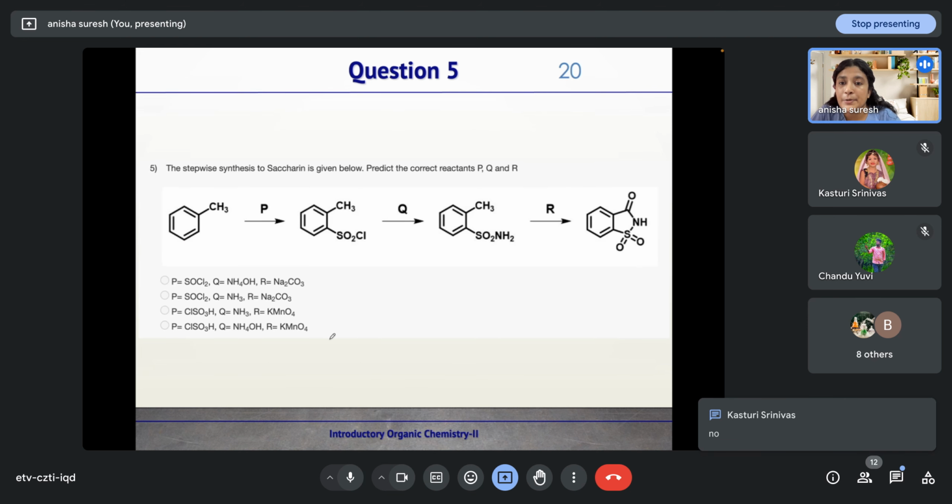Now coming to the next question. The stepwise synthesis to saccharin is given below. Predict the correct reactants P, Q and R. So we are having toluene. It is treated with P, we will get this compound. And once it is treated with Q, we will get this compound. And once it is treated with R, we will get this saccharin. So what is P, Q and R?